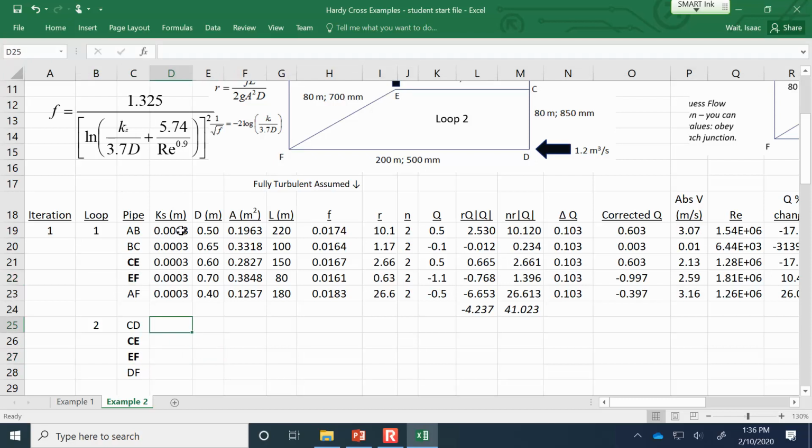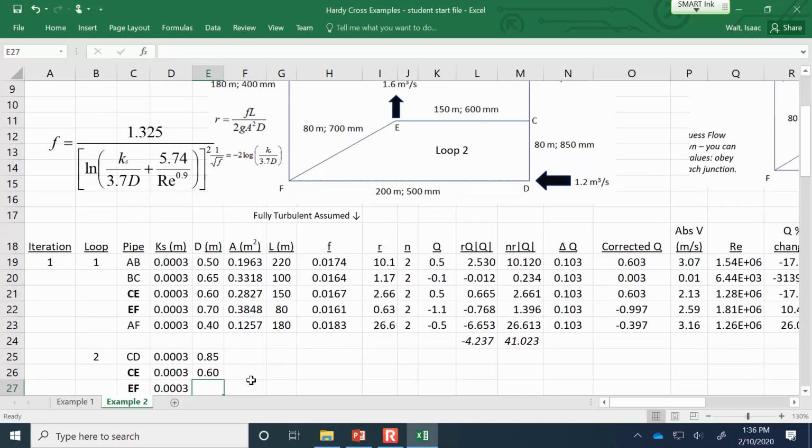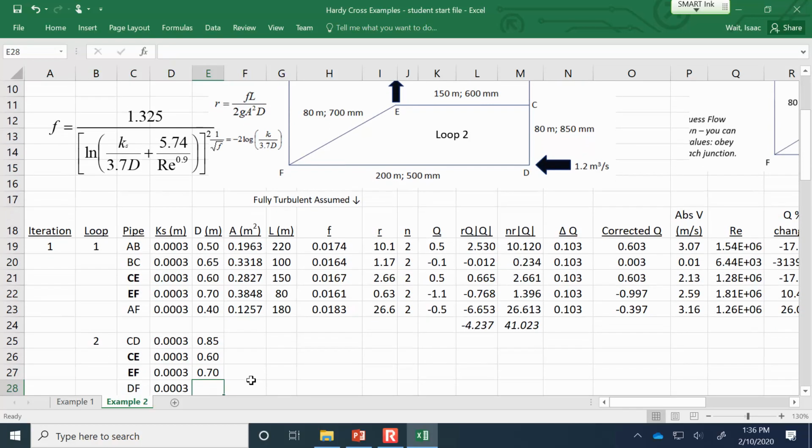Okay, so they all have the same K sub S value. So I'll just put in 0.0003 and drag that down through. The diameters for each of the pipes are given in the figure. Okay, so CD is 0.85, 0.6 for CE, EF is 0.7, and then DF is 0.5.